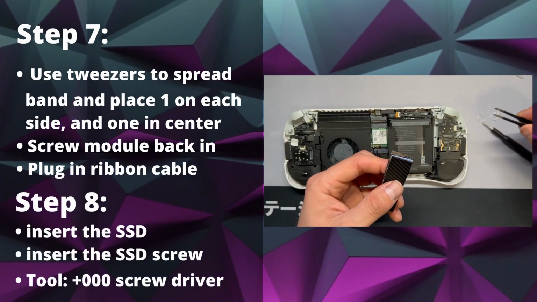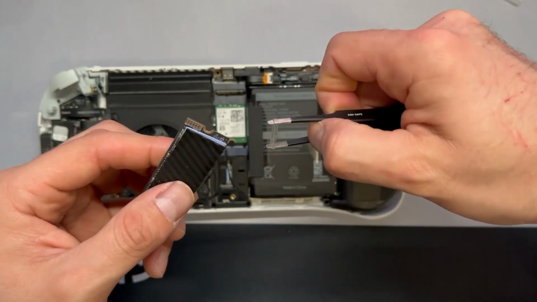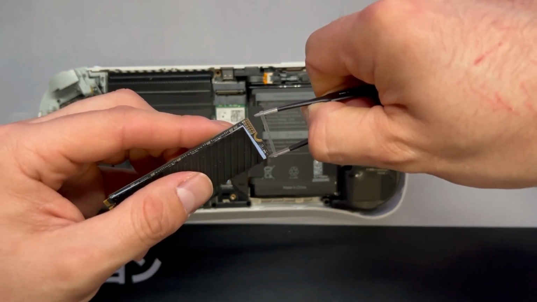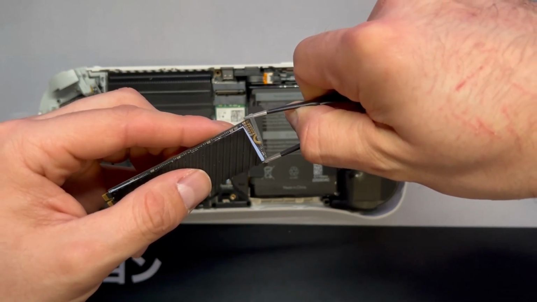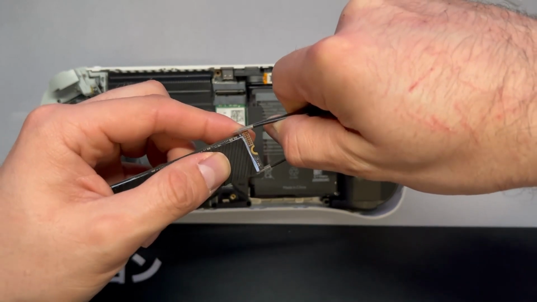So the next thing we need to do now that we've got it on is we need to take a pair of tweezers here and we're going to spread the bands. So you'll see that I spread it pretty wide and you want to make sure that you're not touching the SSD. So you're not scratching it, not damaging it. I'm keeping the pressure out so that I'm not touching it.